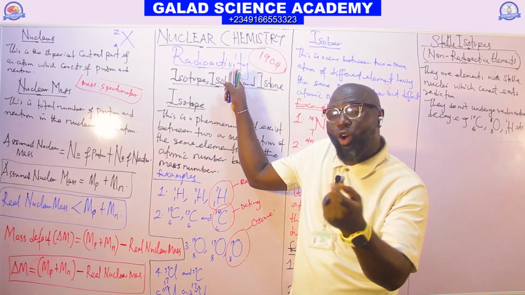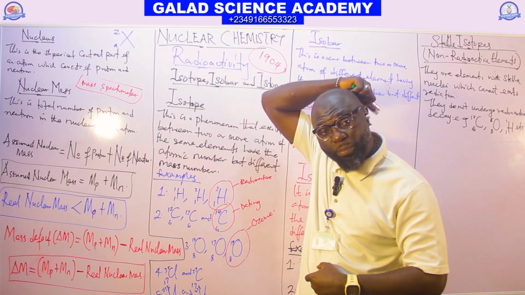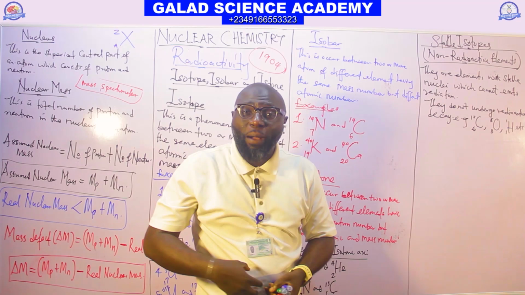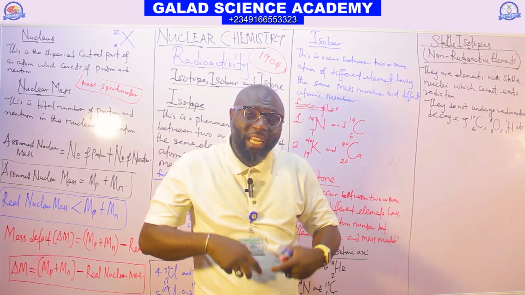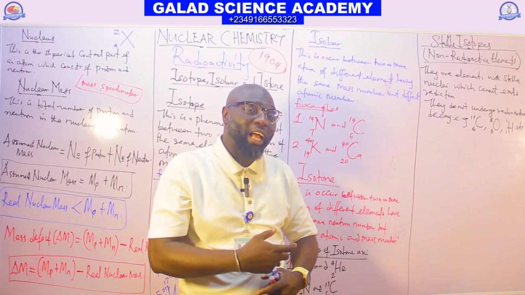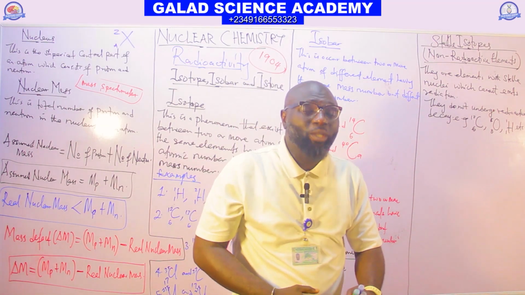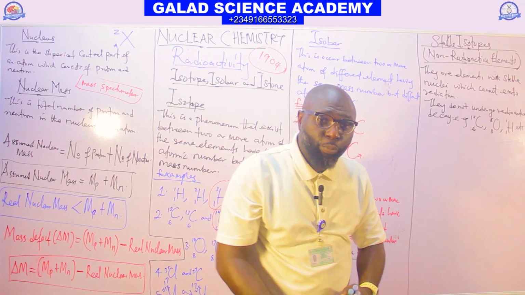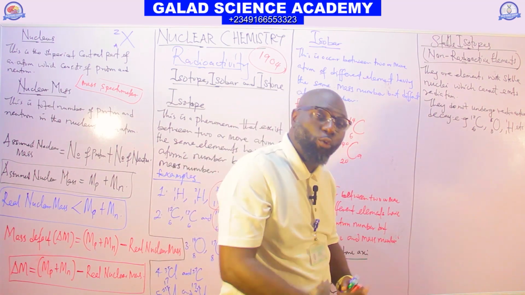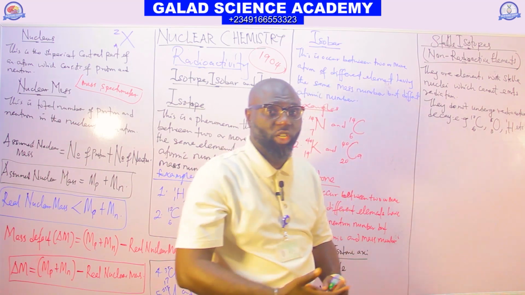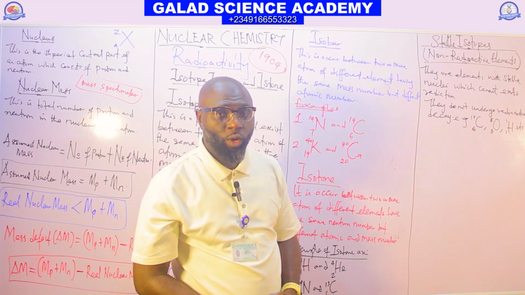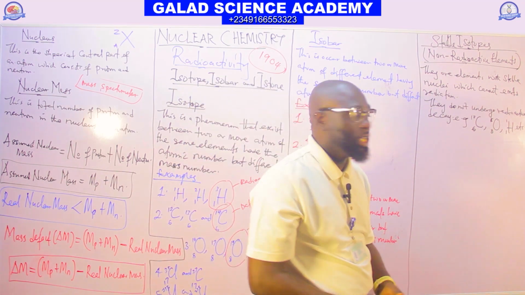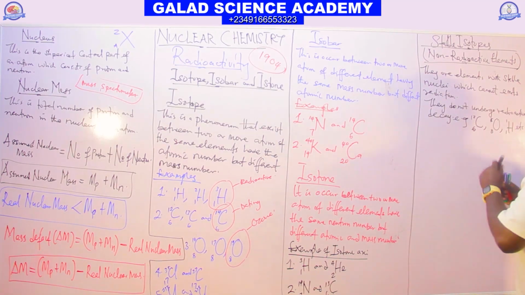What makes the nucleus of the radioactive element unstable? Because they have abnormal neutrons. Depending on the abnormal neutrons they have in them, they need to become stable. As a result, they will transform to another element. In the process of transforming to another element, they will release radiation, either alpha, beta or gamma particles, accompanied with energy.